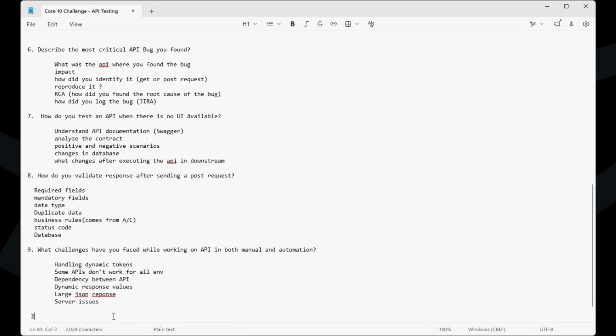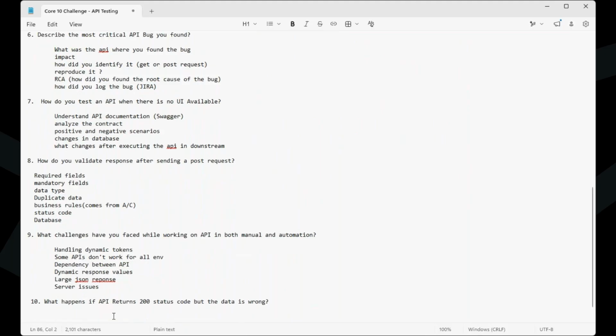And the next question, the last question. This is a very common interview question, right? What happens if the API returns, let's say, a 200 status code, but the data is wrong? How do you answer this? Because it is simple, right?